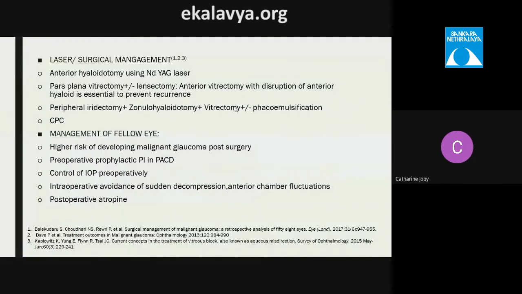There is a higher risk of developing malignant glaucoma in the fellow eye post-surgery. So preoperative prophylactic peripheral iridotomy can be done in PACD patients. IOP should be controlled preoperatively, and intraoperatively the anterior chamber should be maintained, avoiding sudden decompression and anterior chamber fluctuations. And postoperatively, these patients can be put on atropine.